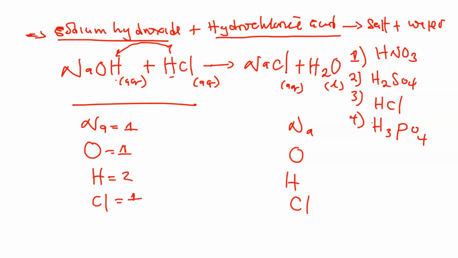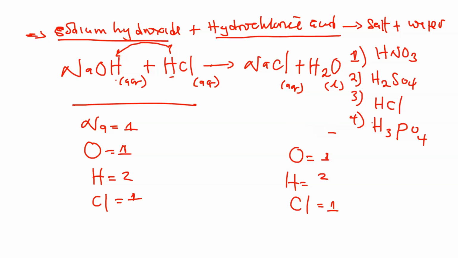Let us check the other side. How many sodium? We have 1. Oxygen we have 1. Then what about hydrogens? We have 2. Then what about chlorine? We have 1. So this equation is balanced on its own. So this equation is balanced. Okay? This is how you write the balanced chemical equation.